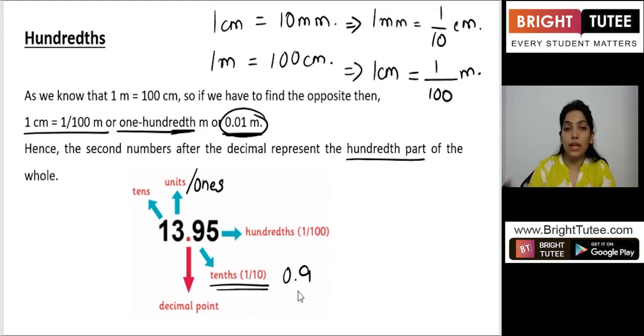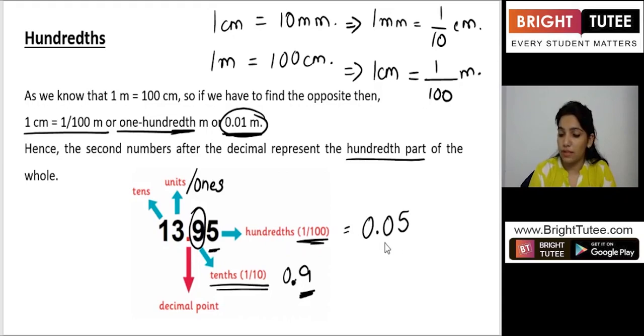Is this right? What you see, the next number sitting to the right of 9, is the hundredths place. It is 1 over 100. So how will we write it? We write this as 0.05. Do you see? Just after the decimal point, we have the tenths place. 5 is sitting even after the tenths place, that is at the hundredths place. So we write it as 0.05.